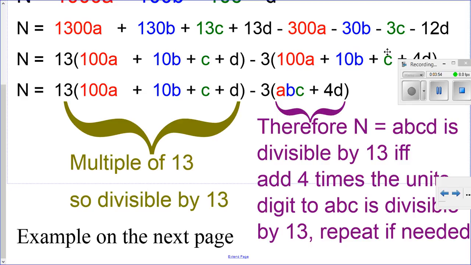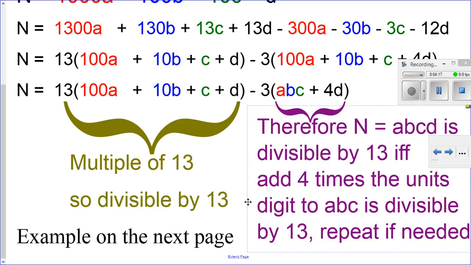So the whole number is divisible by 13 if and only if we take 4 times the units digit, because that's what D was, and then add that to the numbers in front. If that's divisible by 13, then the original number is divisible by 13. Now this one is one of those that you might have to repeat again. So let's go ahead and follow that example on the next page here.